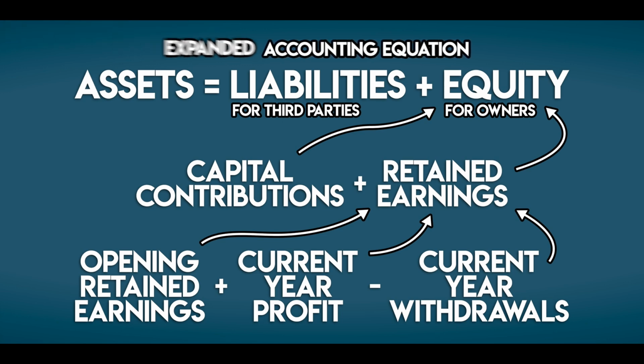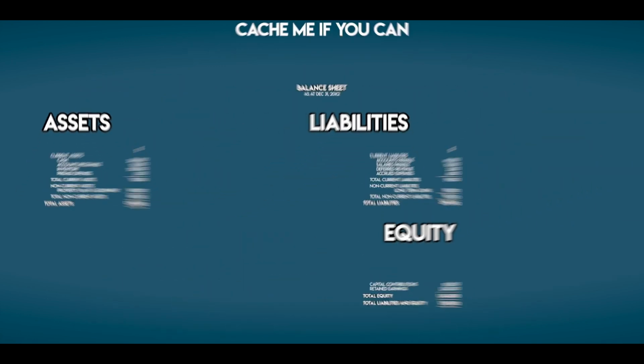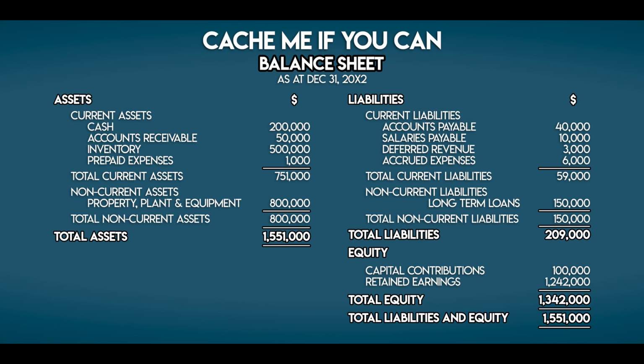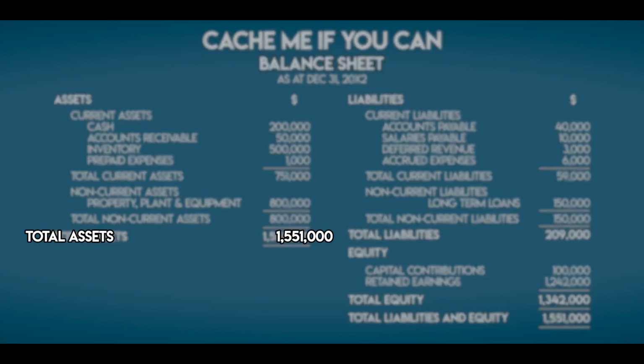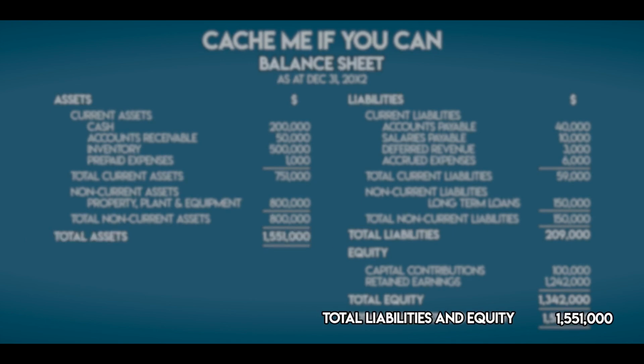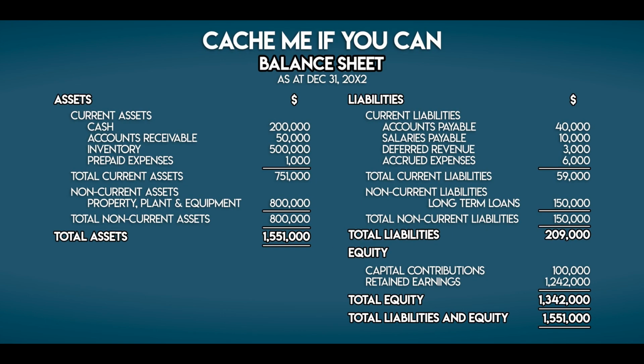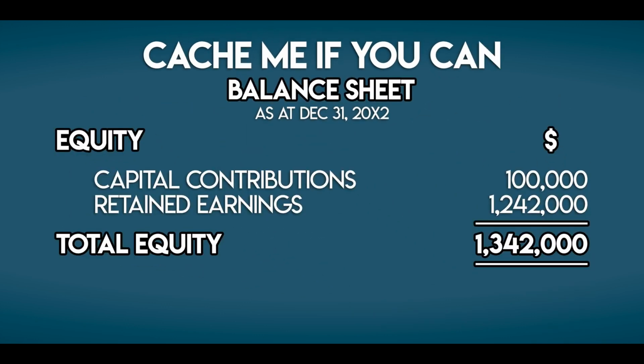I like to think of this as the expanded accounting equation, and in my opinion, it's the key to understanding financial statements. Let me show you why. If we jump back into Cash Me If You Can's balance sheet, we can see what the business owns and what it owes on December 31st. They own $1,551,000 in assets and the same amount in liabilities and equity, because these two sides of the balance sheet are in balance.